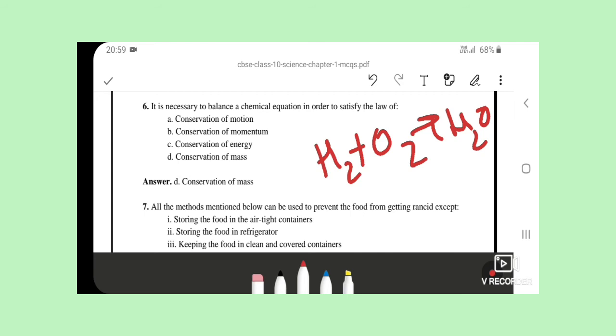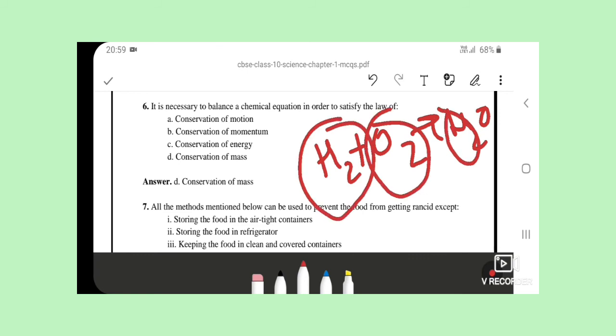We balance it as H2 plus O2. Here there are 2 atoms of hydrogen and 2 atoms of oxygen on the left, but on the right there are 2 atoms of hydrogen and only 1 atom of oxygen. So we balance the left side and right side. Now it is balanced.